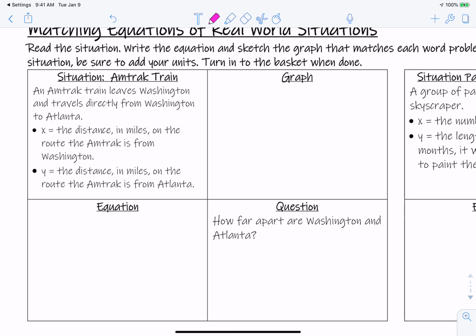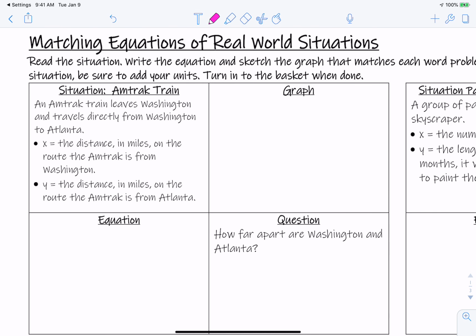All right, so for the matching equations of real world situations, you're going to be doing this at a station. If you didn't get the paper yet, go grab the paper because we're going to do the first one together here with this video, and then you're going to go to the station and do the rest. So pause it if you need to go to the paper.